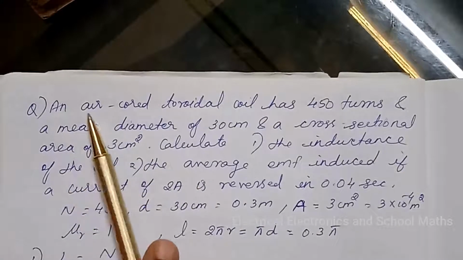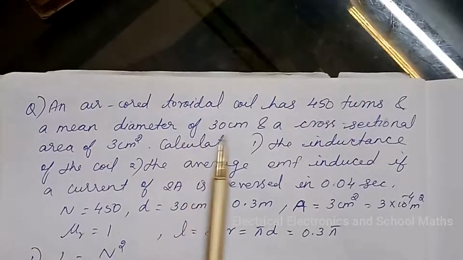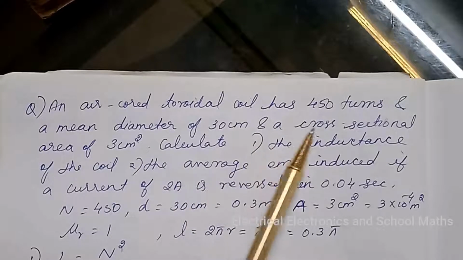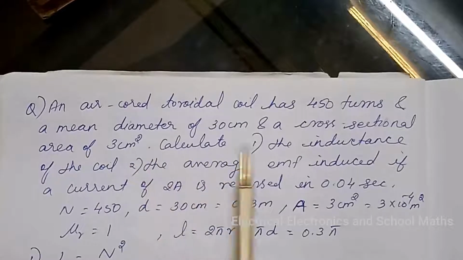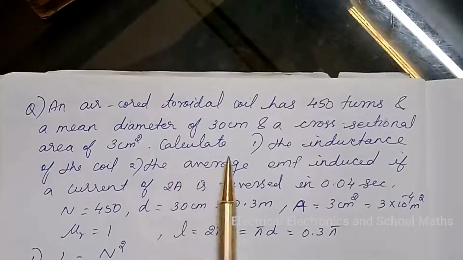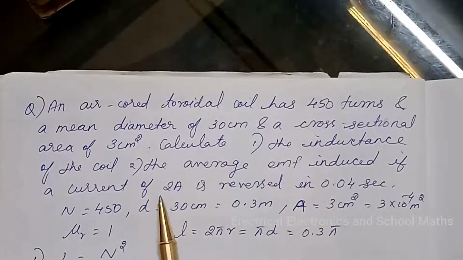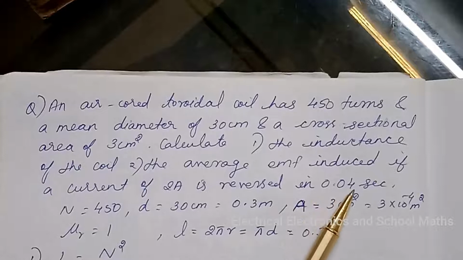Next problem. An air-cored toroidal coil has 450 turns and a mean diameter of 30 cm and a cross-sectional area of 3 cm square. Calculate the inductance of the coil and the average EMF induced if a current of 2 ampere is reversed in 0.04 second.